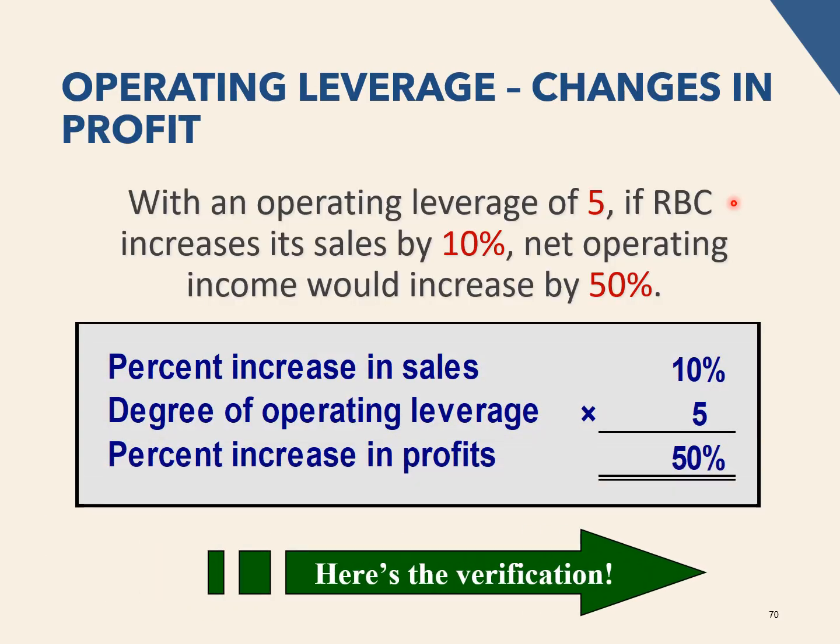With an operating leverage of 5, if Racing Bicycle Company increases its sales by 10%, net operating income would increase by 50%. Here is the demonstration. Percentage change in sales is 10%, and our degree of operating leverage is 5. So you take 10% times 5, and you get the 50% increase in profits. Let's see the verification.